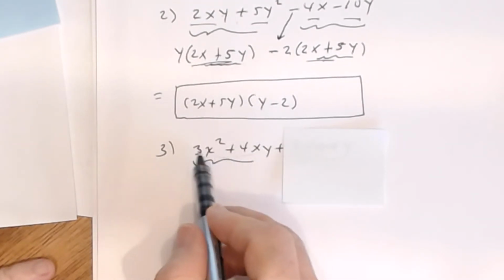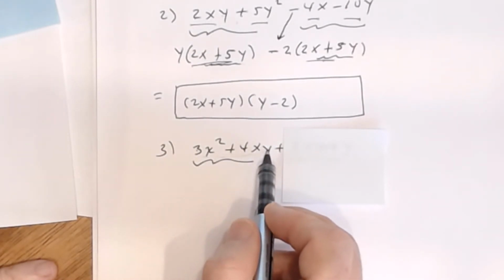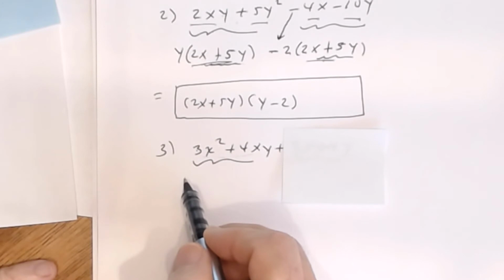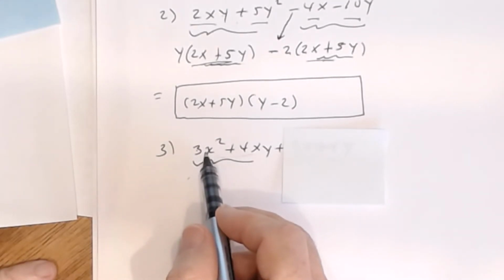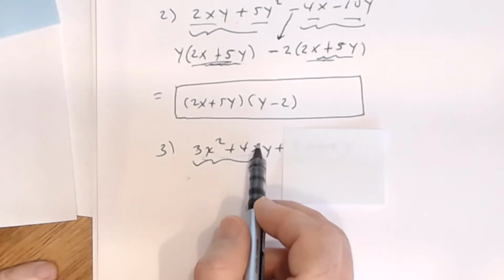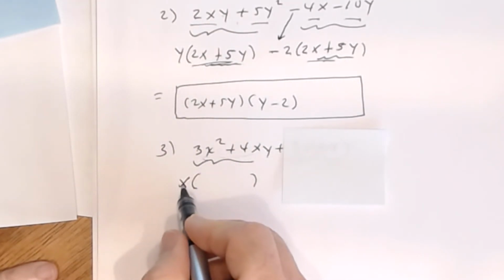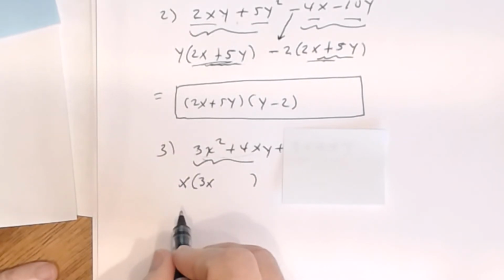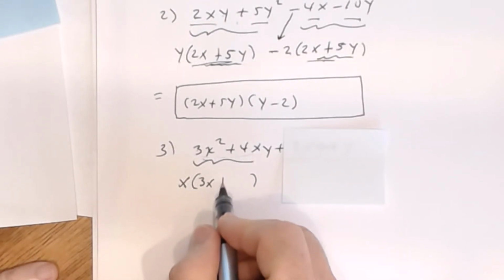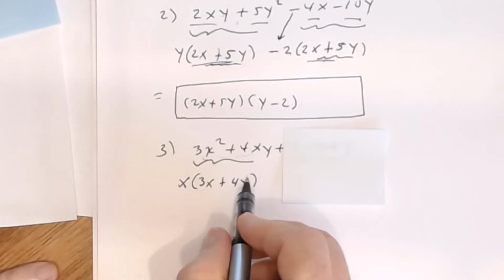Now, if I look at the first group, this is a 3, this is a 4. The GCF of 3 and 4 is 1. I have a y here, but no y here, so I'm not going to have any y's in the GCF, but I will have some x's, because there's x's in both terms. Question is, how many do I need? I have 2 here, 1 here. Remember, always the one with the smallest exponent. So I'm going to factor out an x. x times 3x is 3x squared. x times a positive 4y is 4xy.